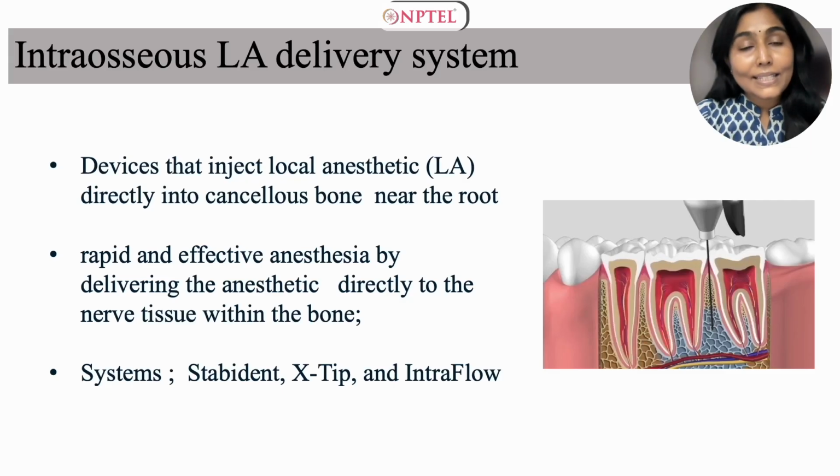The last in the list of local anesthetic delivery systems is the intraosseous delivery system. So these are devices that inject local anesthetic solution directly into the cancellous bone, very, very close to the root. So the advantage being rapid and effective anesthesia by delivering the anesthetic directly closer to the nerve tissue within the bone. The common systems used are Stabident, X-tip, and Interflow.